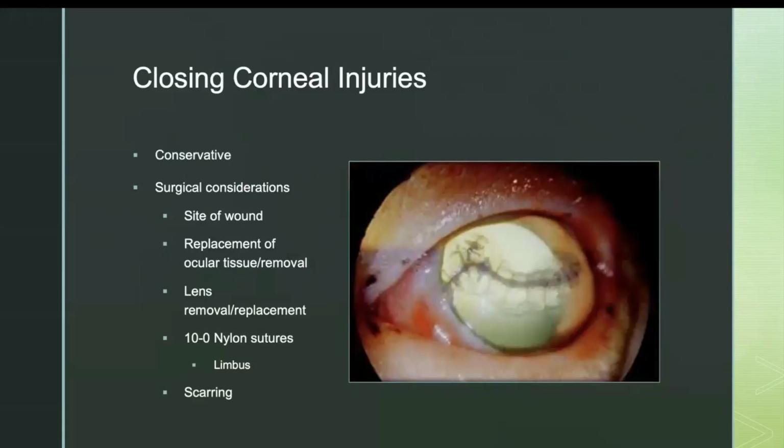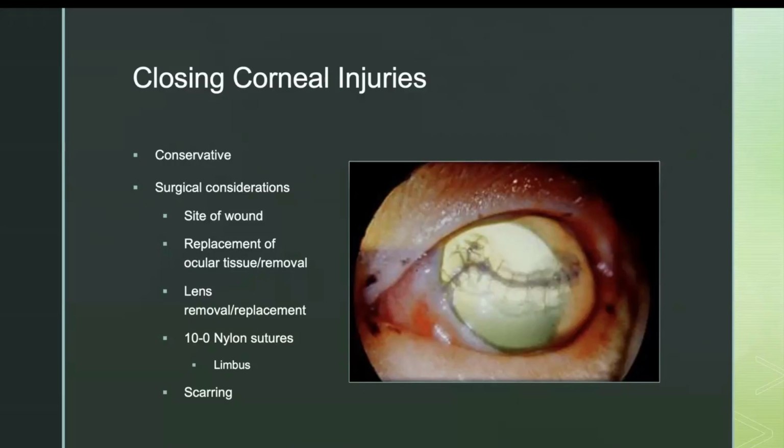When it comes to closing corneal injuries, with these very small ones, there is an option of having a conservative approach. If they're very small, they've self-sealed, you can potentially even just put a bandage contact lens on, keep a close eye on these patients, and they can be left well alone. But a lot of these patients are going to go to theatre and you're going to close them in a primary way.